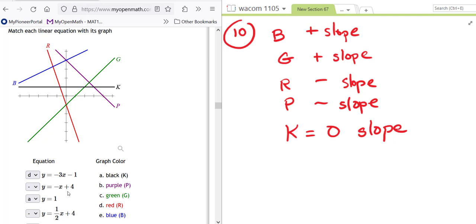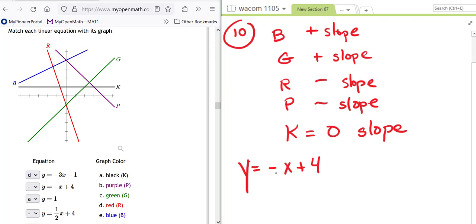This one, let me just mention this one for a little bit if I'm looking at it. So we're going to play the game rather than draw the pictures and match up. So -x plus 4. Your slope on this one is -1. If you don't see a number in front of that x, remember it is a 1. So your slope is -1. Your y-intercept is 4. All right, so let's find a 4 for a y-intercept.